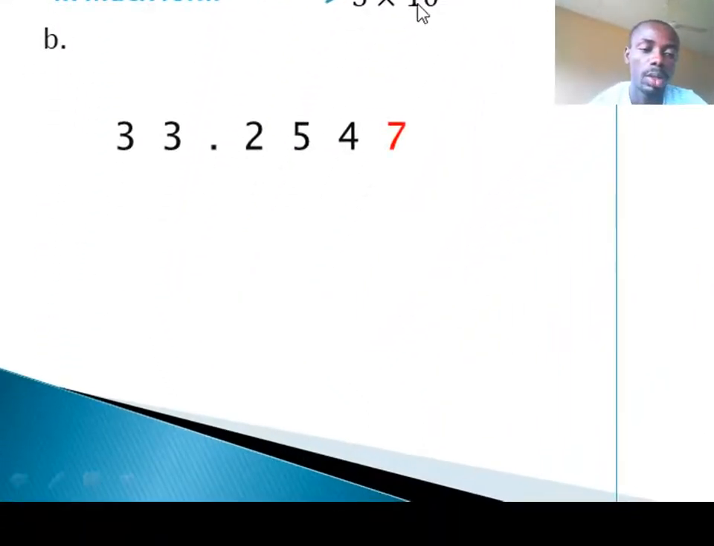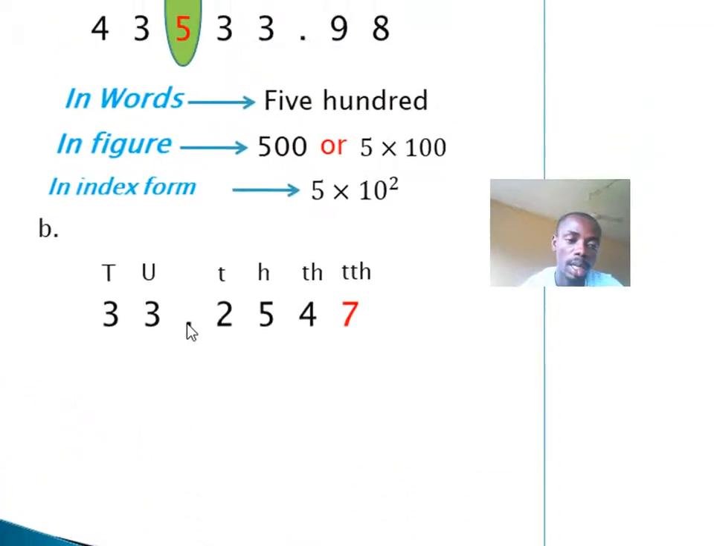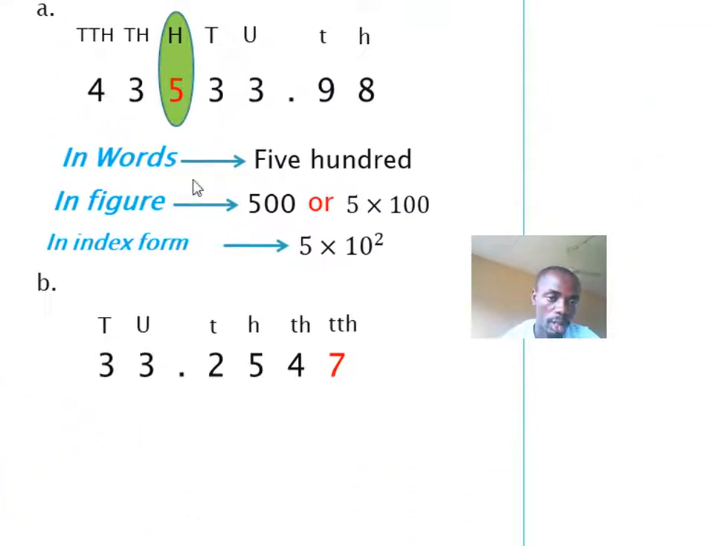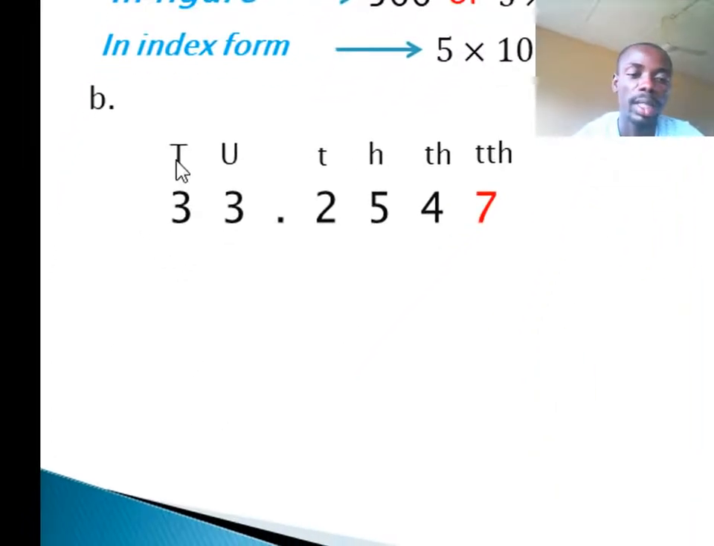The next example, I want to write out the place value of 7 in this number, 33.2547. So let's write out the place value. Of course, the 3 here is going to be in units. The last number before the decimal is always in units. Take note of that. Now, next to it is tenths. After the decimal, here is tenth, hundredth, thousandth, and here is ten-thousandth.